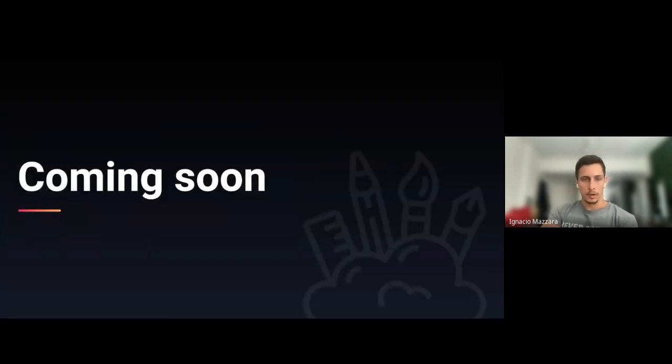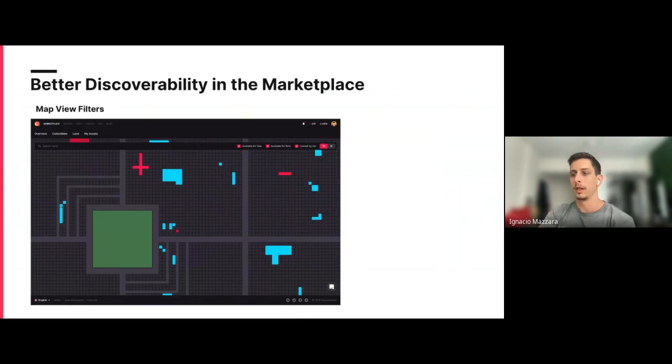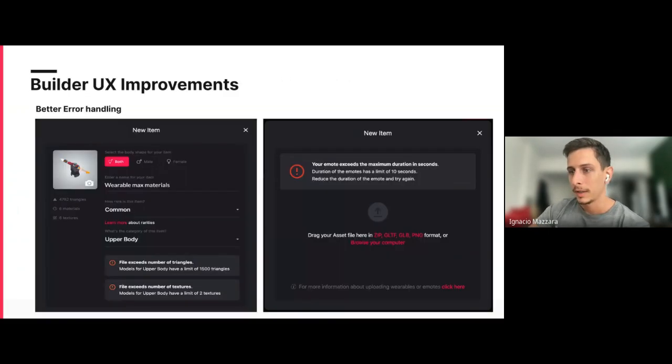And let's go to coming soon. First, we have the infinite scrolling for the marketplace, so you don't need to click anymore to see more items there. Then this is going to be awesome, in my personal opinion: we will be able to filter in the map view. So I'm really excited about seeing this. And let's move to the builder UX improvements.